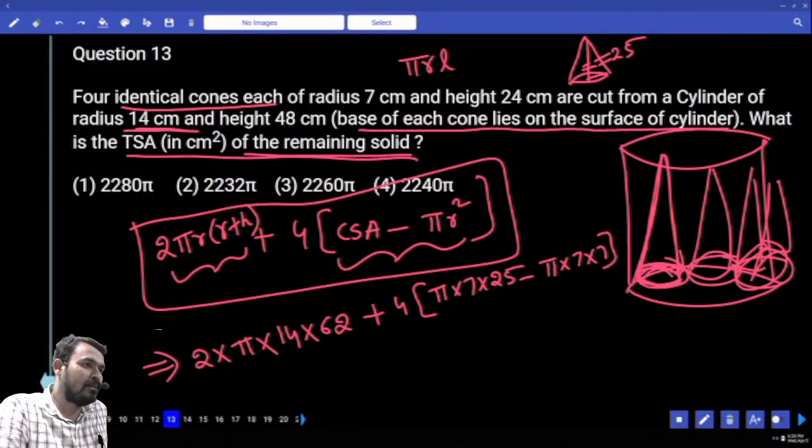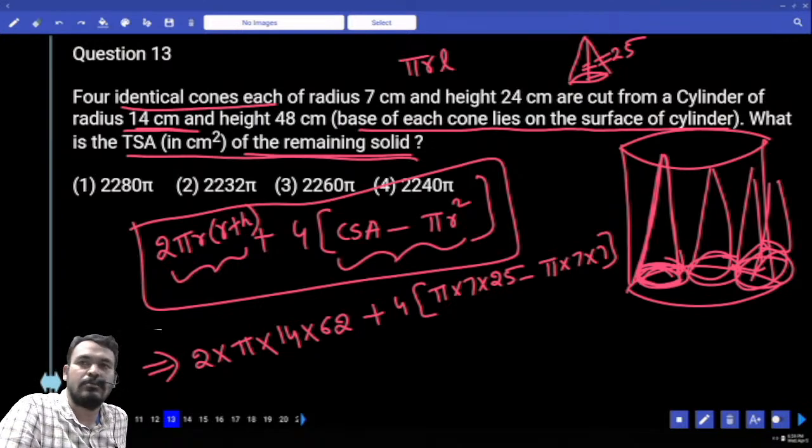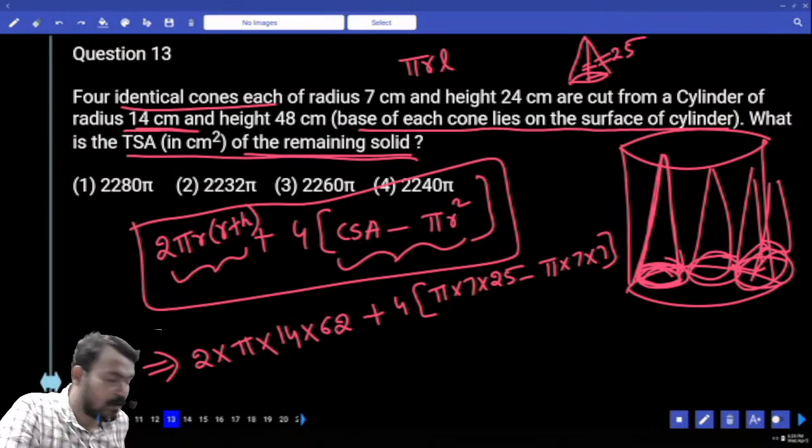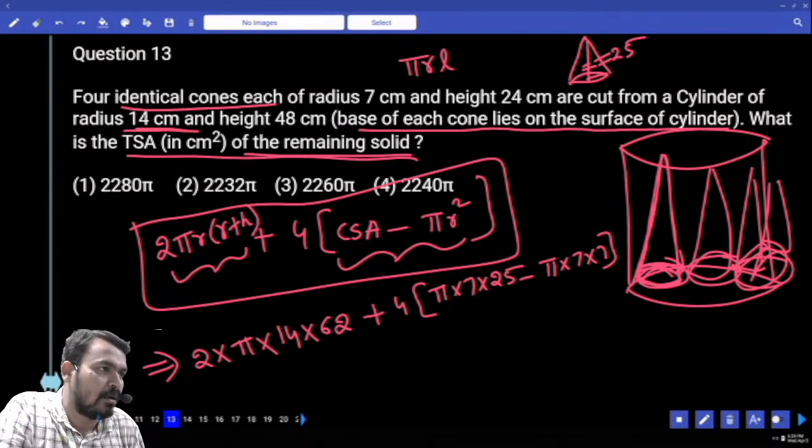First term, pi is included or not? Second term also, pi is included. Means the answer must include the pi value. In all the options, is pi included or not?